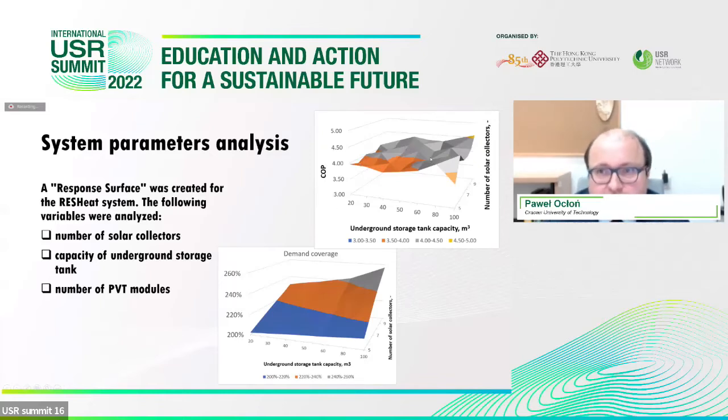And finally, we can see here the value of the heat pump COP, which depends on the number of solar collectors and underground storage tank capacity. We can see that the majority of the time we are able to achieve a value higher than 4, which was our goal. Of course, this demands a higher storage tank capacity and more solar collectors.